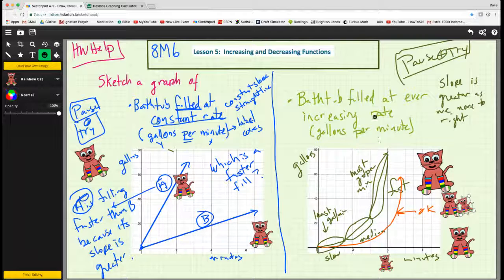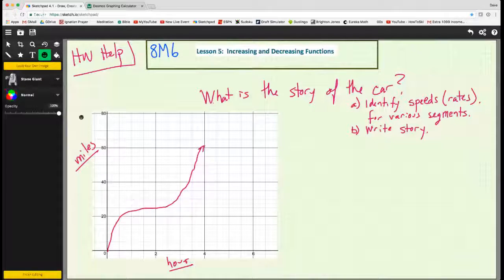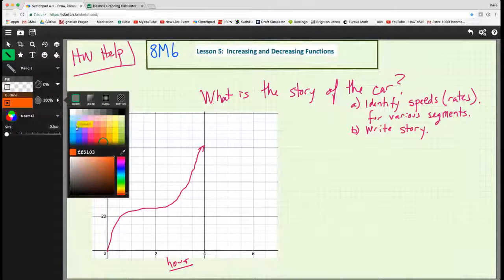So a bathtub filled at an ever-increasing rate: a curved line, or just a couple straight lines, as long as the slope gets bigger and bigger. Filled at a constant rate: straight lines. All right. Now what I want you to do is, we have a car. Here we have a car.